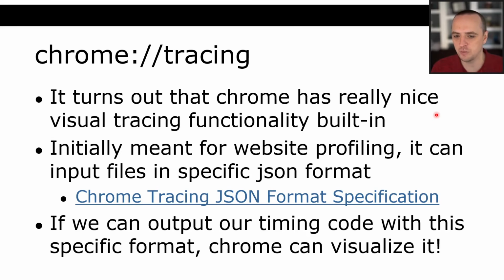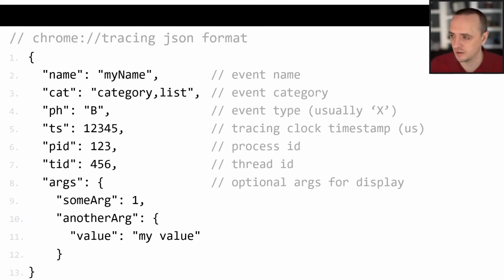But if we can output our timing code with this specific format, Chrome can visualize it for us. So the cool thing is we do not need to write our own visualizer. Here's an example of the Chrome tracing JSON format. Each of our profile samples, or our instrumentation samples, well, they're not samples. Each of our outputs has to have this information.